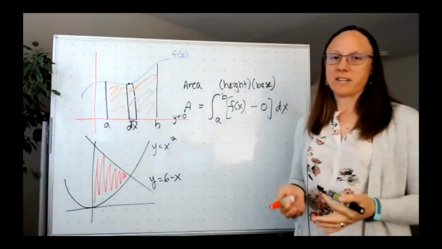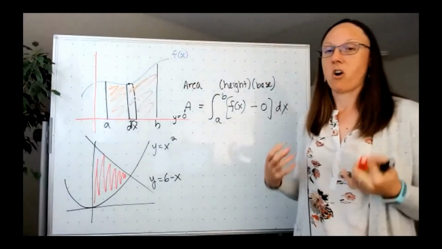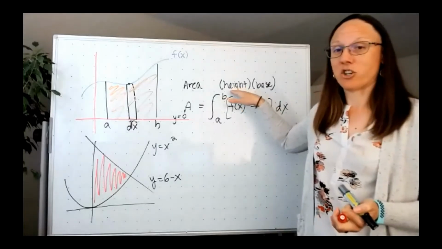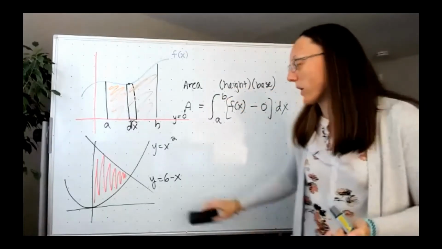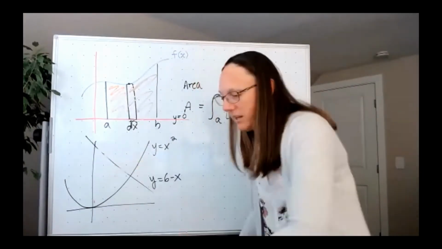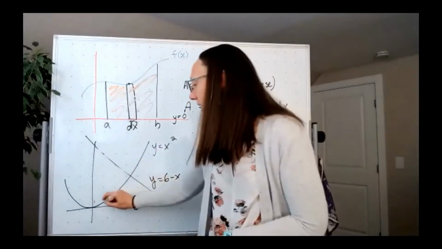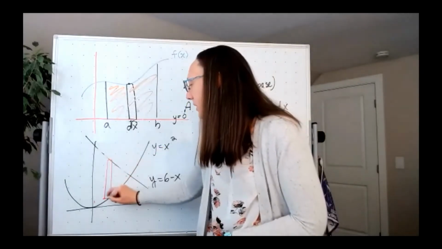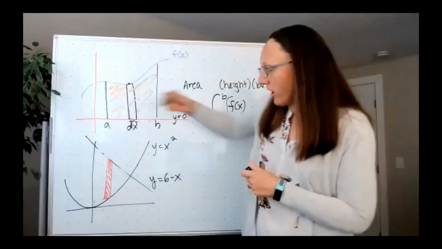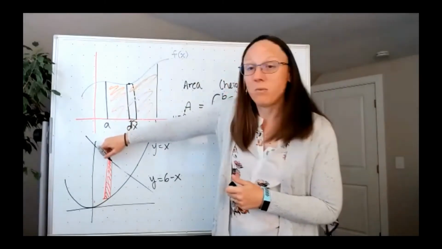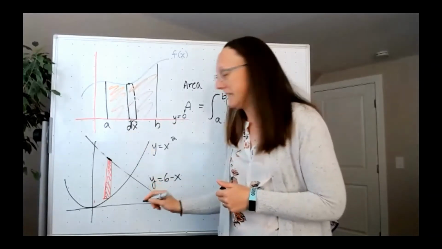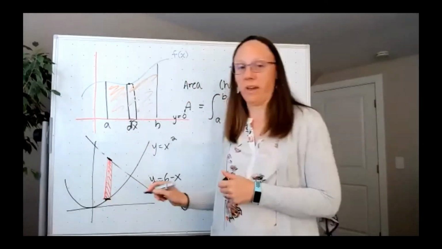Well, if I take that same idea that really we're going to find an arbitrary cross section and then find the height of that cross section and multiply it by the base because it's going to be a rectangle. If I come in here and I draw in an arbitrary rectangle, to find the height of that rectangle, I'd be looking at the height of the function all the way at the top minus the height of the function all the way at the bottom.